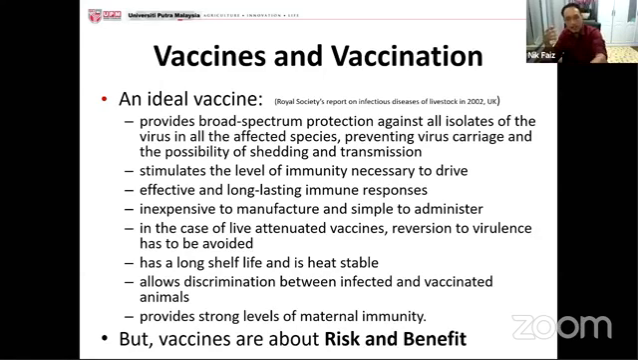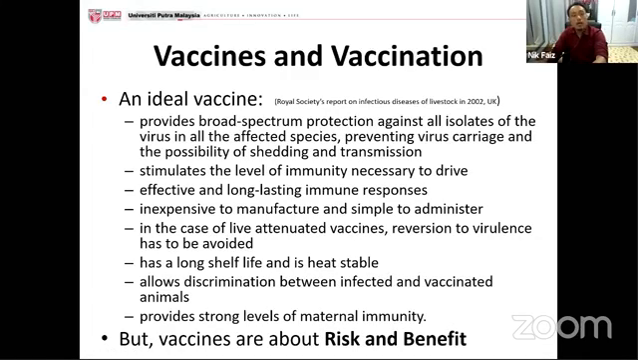So if researchers are able to develop a much better vaccine, with a long shelf life and heat stable, this is what we call the ideal vaccine. And it allows discrimination between infected and vaccinated flocks. That would be great. Because this is one of the challenges of vaccination, to differentiate between infected and vaccinated flocks, and to provide a strong level of maternal immunity, especially for the breeder farm.